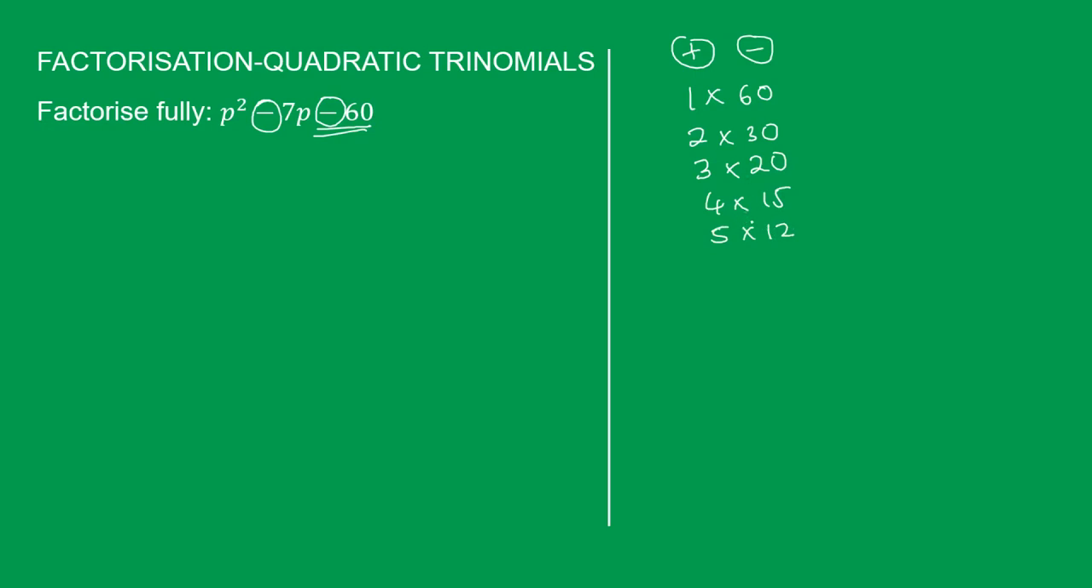If one is negative and the other one is positive, right? If we have negative 12 and positive 5, negative 12 plus 5 is negative 7. Negative 12 times 5, that is negative 60. So the factors should be, right, so we have our two brackets, p plus 5 and then p minus 12. Okay, we have p plus 5 and p minus 12.